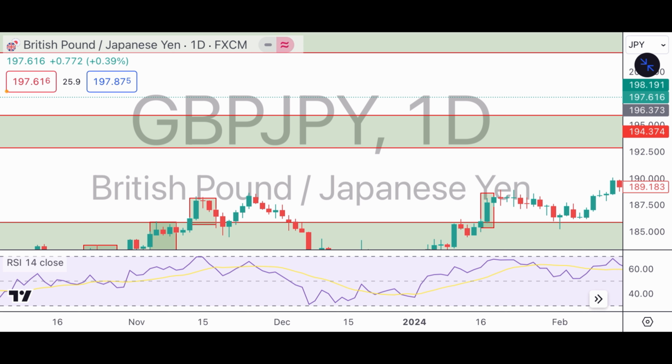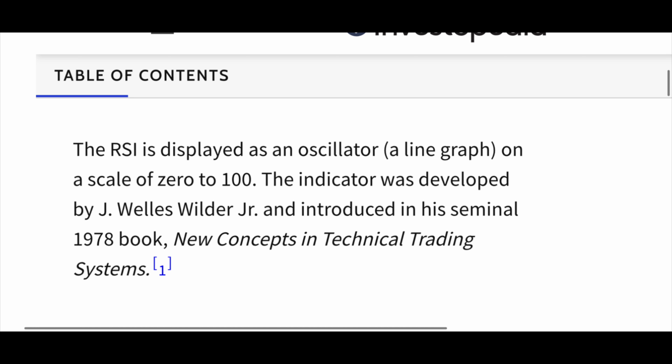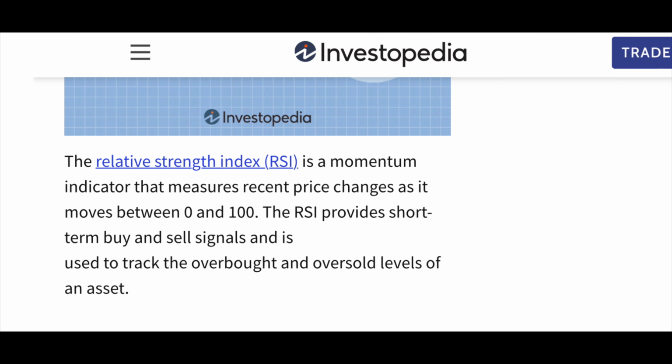Not only quantitative traders, traders on Wall Street and Main Street use it, but also retail traders as well. So what is an RSI? According to Fidelity, the Relative Strength Index, or the RSI, developed by J. Welles Wilder, is a momentum oscillator that measures the speed and change of price movement.